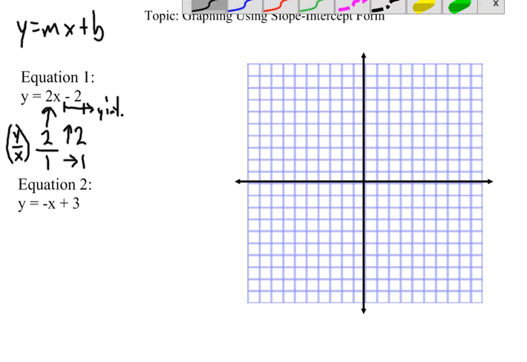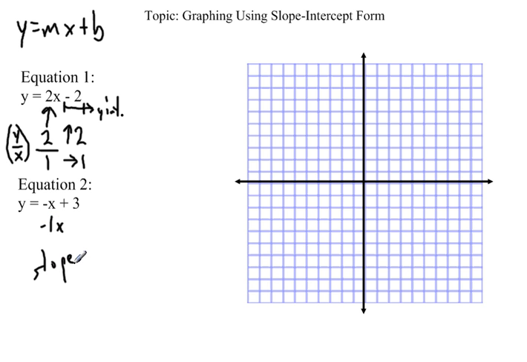All right, for example 2, you've got a slope that says -x. Now you know that that means -1x. You just don't see a 1 there. So your slope in example 2, in equation 2, is -1 over 1. And your y-intercept is a +3.